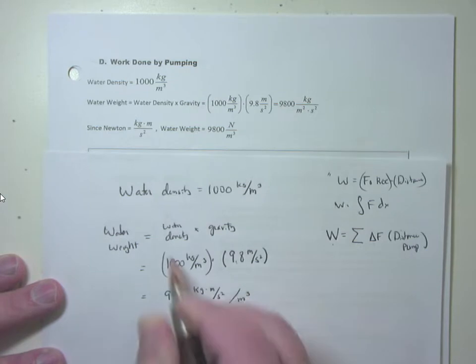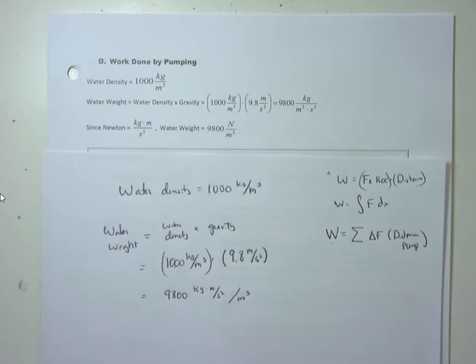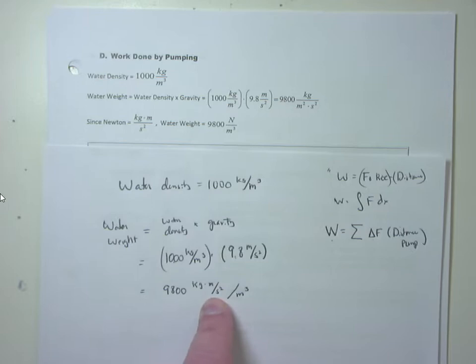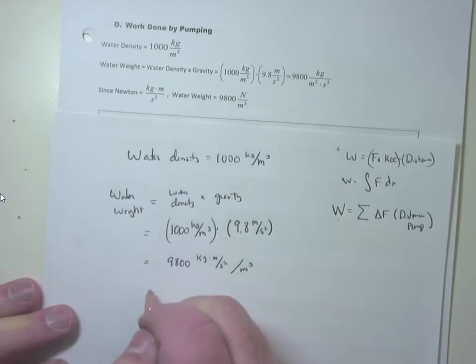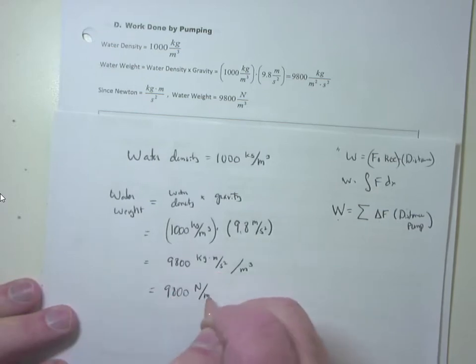Now, I wrote it like this just to put all my units together, but a kilogram times meter per second squared is also known as a newton. Kilogram measures mass, meters per second squared is gravity or acceleration, and F equals ma, so this is actually force in the metric system. And what is force in the metric system measured in? Newtons. So this is 9,800 newtons per meter cubed.